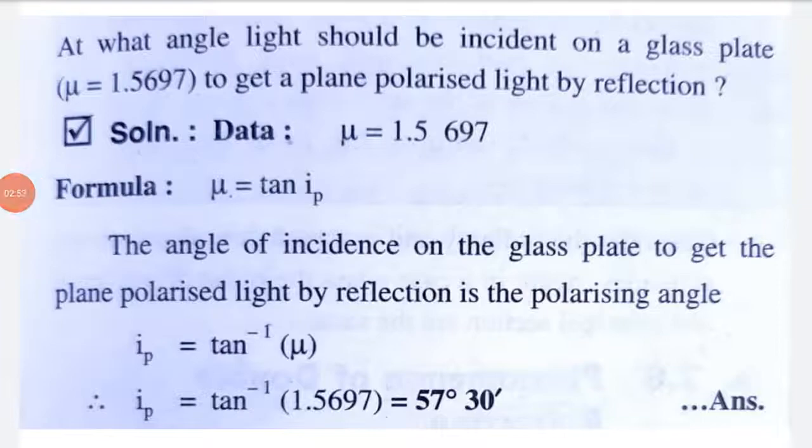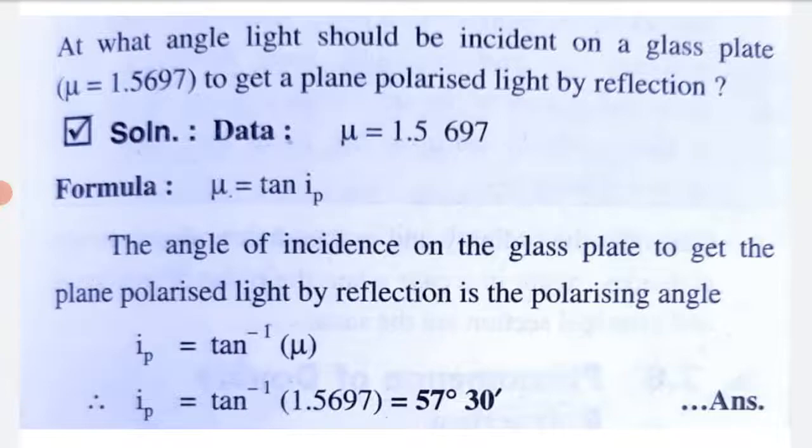Let's move on to the next example. At what angle should light be incident on a glass plate, whose refractive index is 1.5697, to get plane polarized light by reflection?